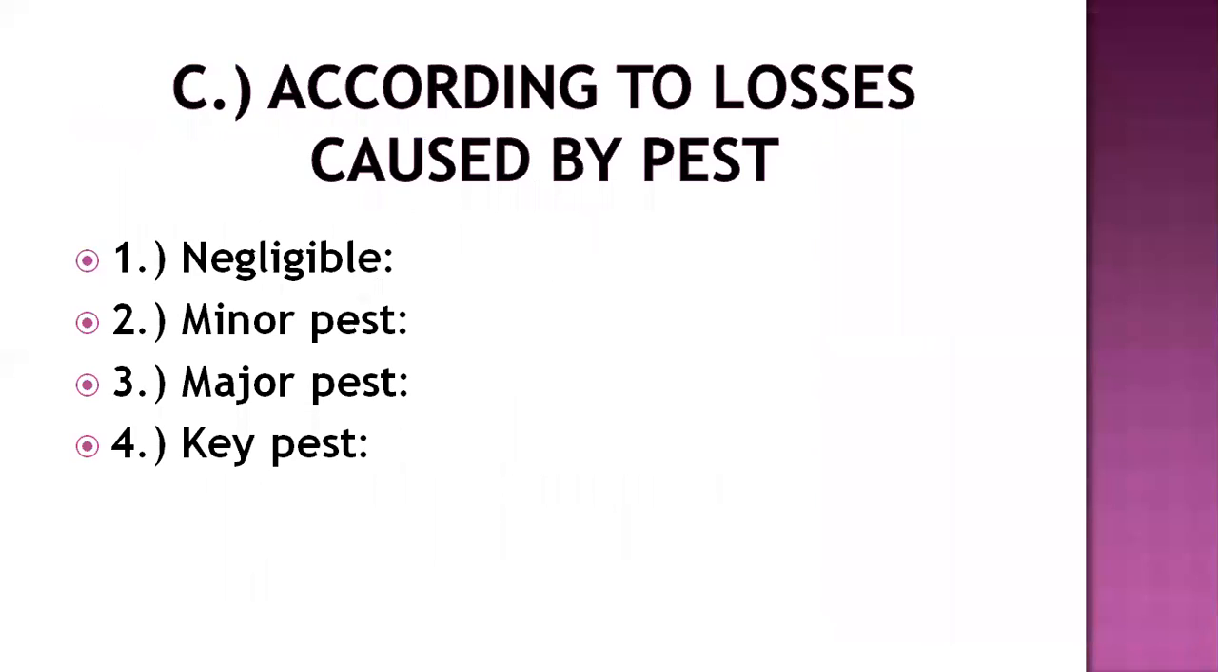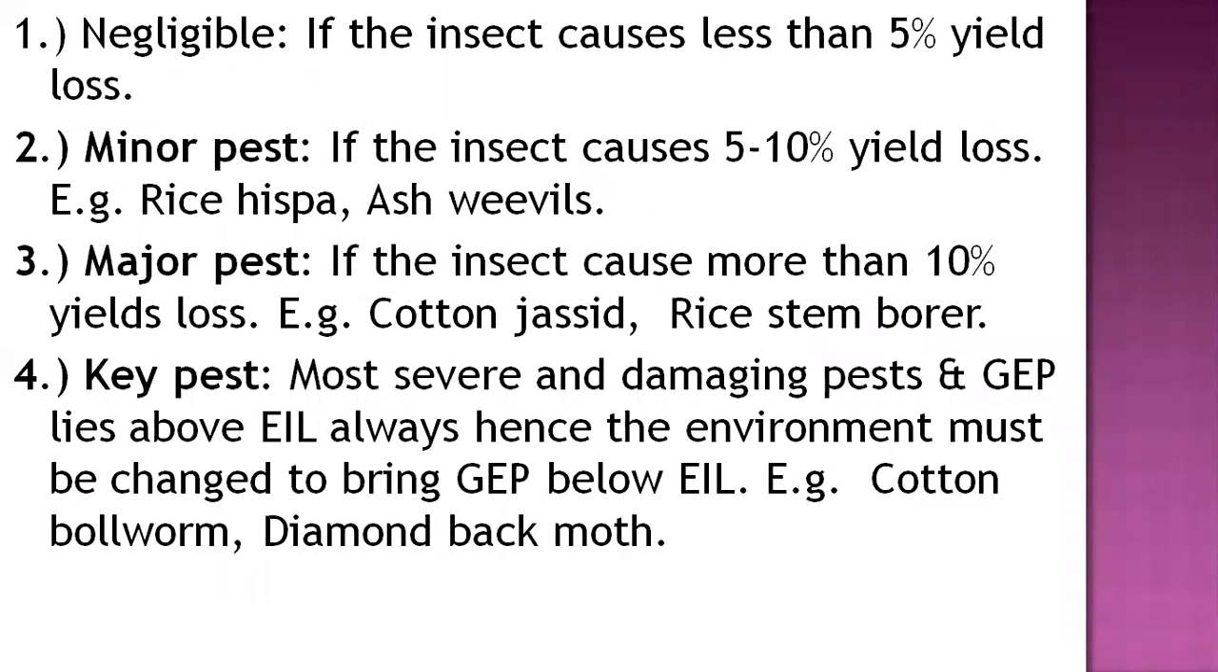Now, according to the category of losses caused by pests, there are four main categories, commonly called negligible, minor, major, and the last one is key pest. So dear students, negligible means what? There is no importance, if the insect or pest causes 5% loss. 5% loss means we can say negligible loss.